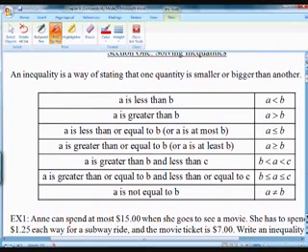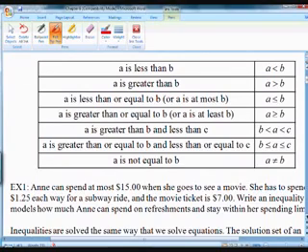Let's look at all the different symbols. Make sure you know how to read them. A is less than B. You've got the less than sign. A is greater than B. There's how you write greater than. Less than or equal to, or A is at most B. Could be larger. So A is less than or equal to B.